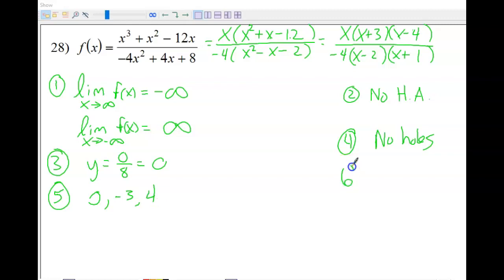Number 6. Now we look for the vertical asymptotes. Those are the values that make the bottom 0, so that would be 2 and -1. Okay, so we're ready to start graphing this.